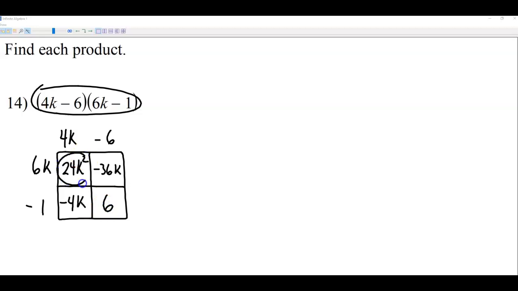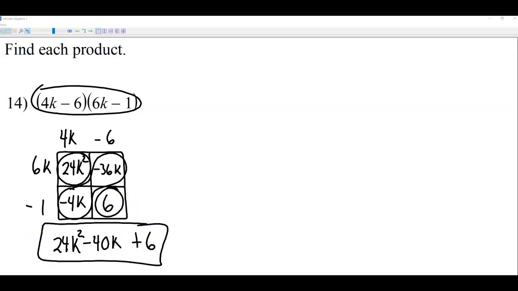So we start off by writing our biggest term first, or the term with the biggest power I should say. So that would be k squared. Then we can combine these numbers on the diagonal here. Negative 36k plus a negative 4k makes negative 40k. And then finally we have the 6 at the end. And there's my final answer.